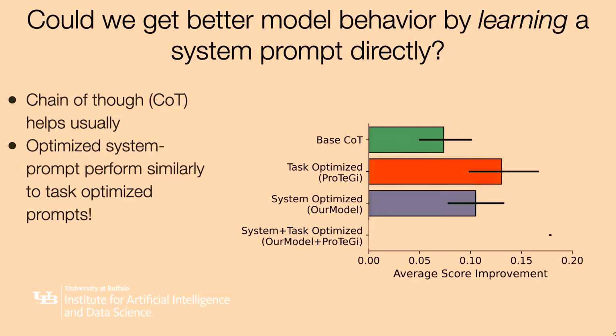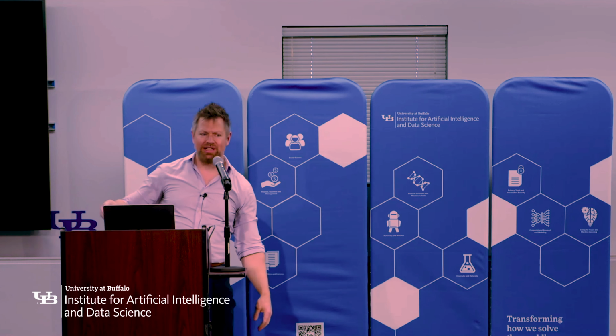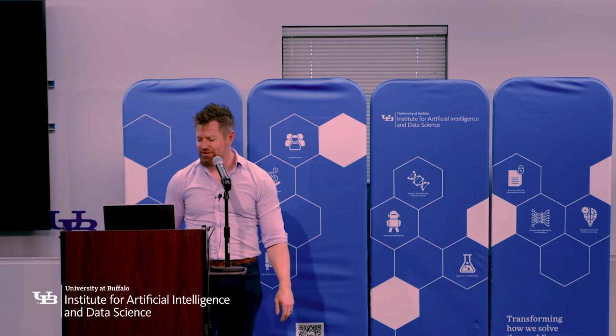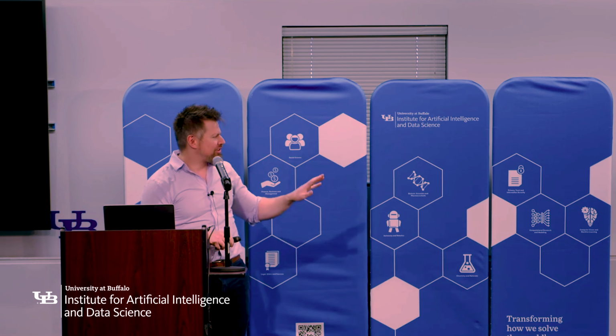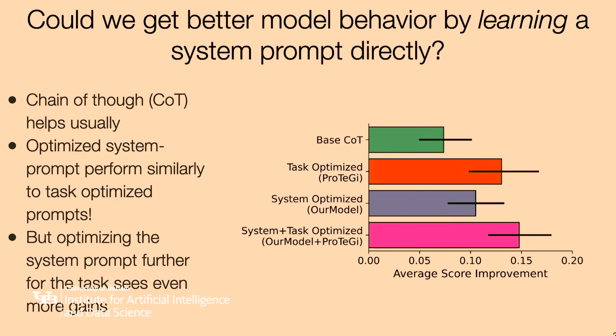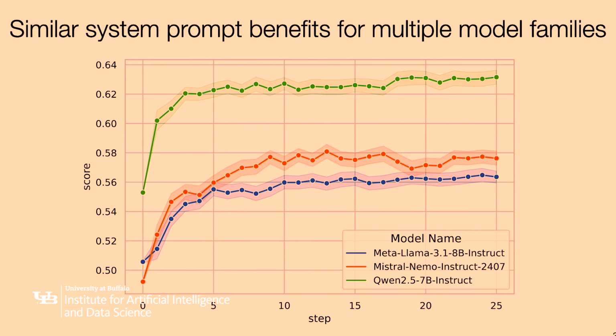That works about as well as the task optimized and definitely better than the chain of thought. And we could even combine them further. So we could say, well, let's start with the general set of really good instructions and then optimize that further. And that gives us even better benefits. They're small, and there's a lot of noise in the data due to heterogeneity in the tasks, but it actually kind of works. And surprisingly, it works quite well across different kinds of model families.